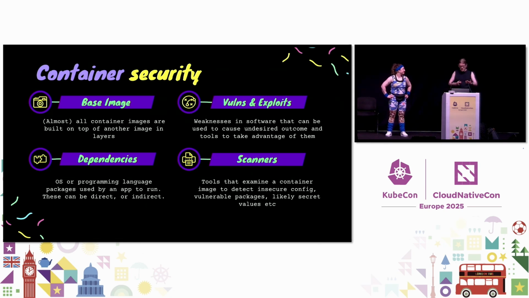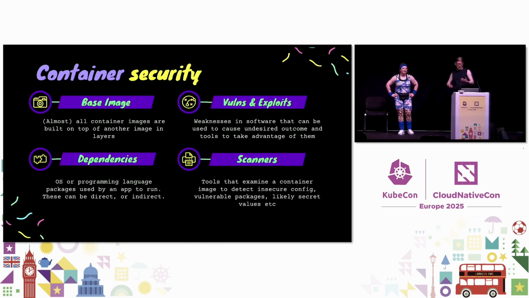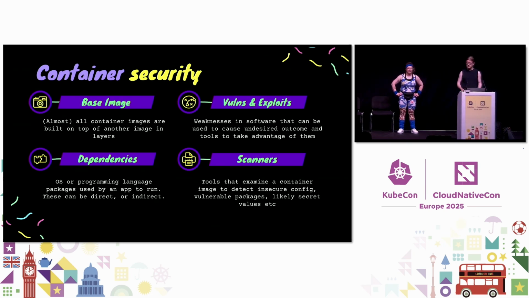We've got vulnerabilities and exploits. These can sometimes get used interchangeably, but when we say vulnerabilities, we mean weaknesses in software that can be used to do something that we don't want to happen. And exploits are essentially tools to take advantage of them. And lastly, scanners. So these are just a specific type of tool that are designed to examine your container in some way to detect things like insecure configuration, things that look like they might be secrets, vulnerable packages, that sort of thing.